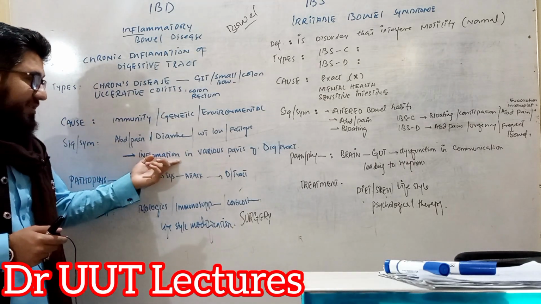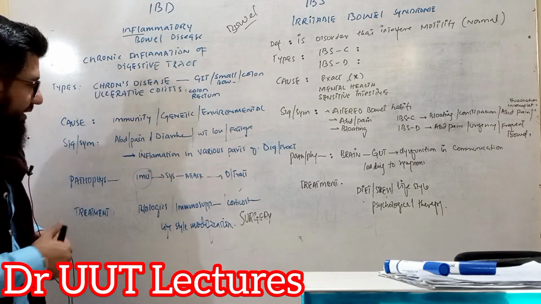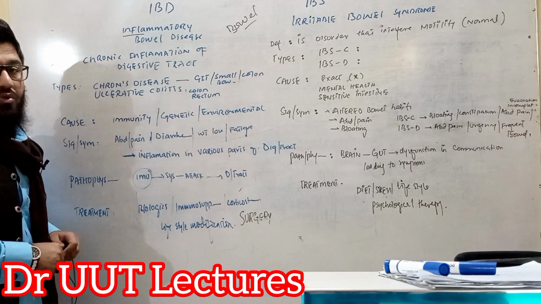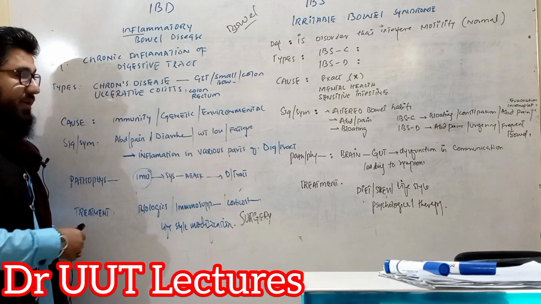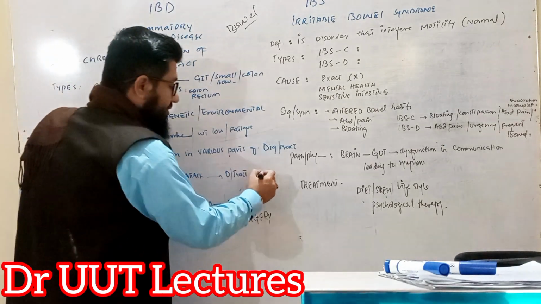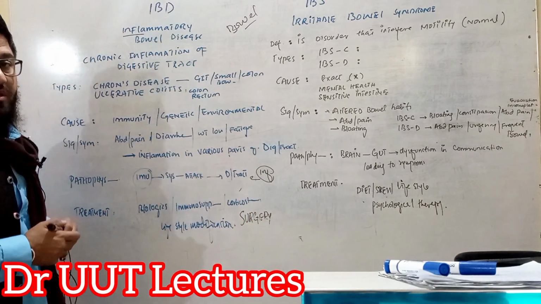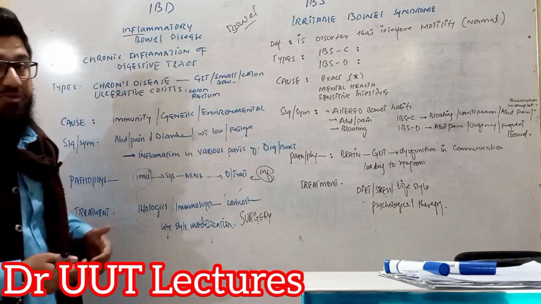So basically there is inflammation in various parts of the GI tract. How this happens is that our immune system attacks our GI system, our digestive tract, basically our colon and small intestine. When our immune system attacks, that results in inflammation. So when we observe through proper diagnosis that inflammation is actually seen, then we suggest that the patient is having IBD, inflammatory bowel disease.